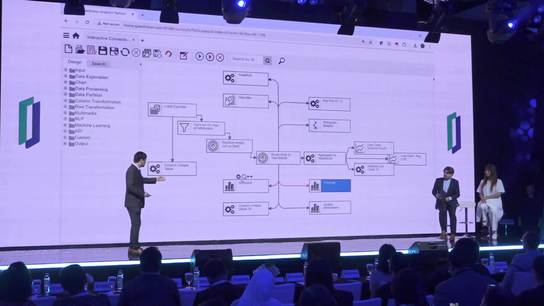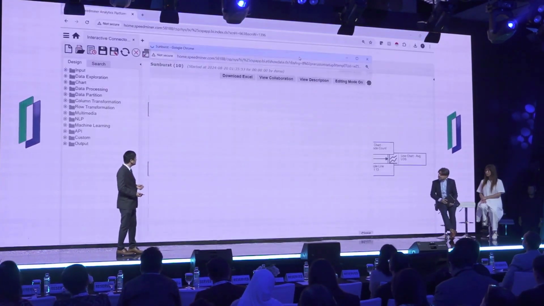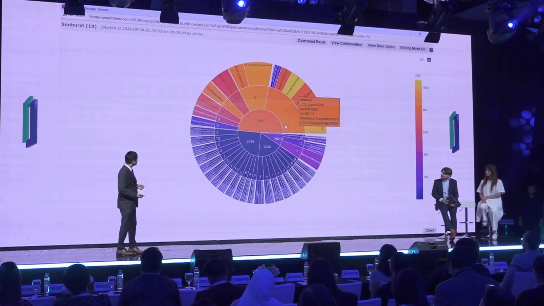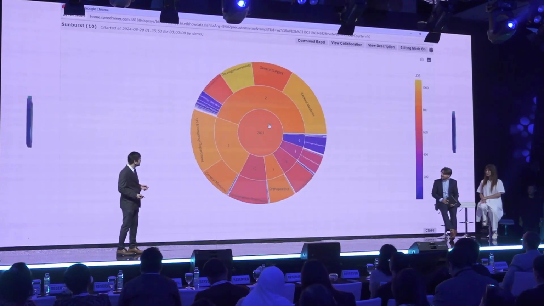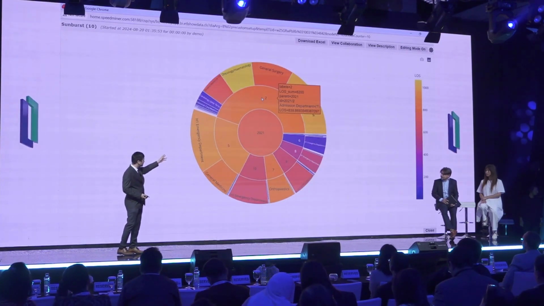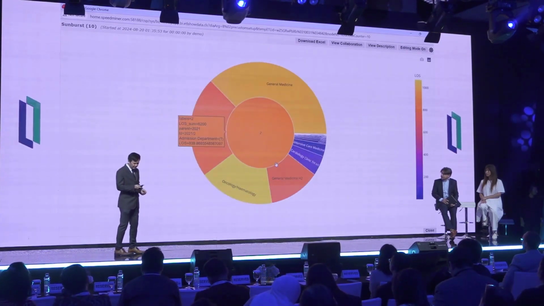Okay, you can also look at another chart type, sunburst. So this is quite an interesting one. You can select, say, February, focus on February, and see the distribution of the data.